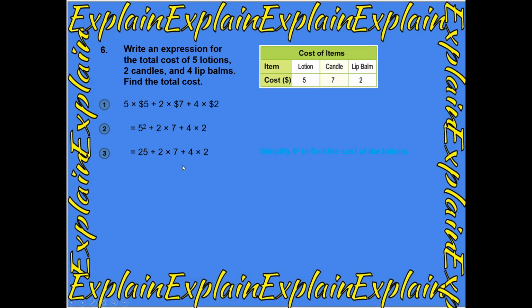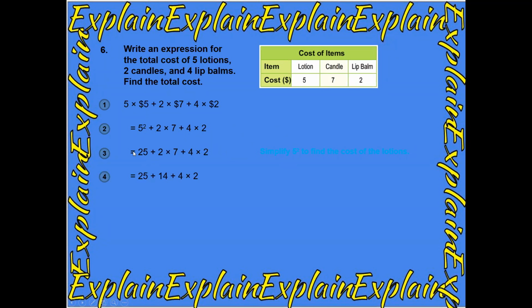Now they're simplifying, also known as solving. So 5 to the second power is 25 plus 2 times 7 plus 4 times 2. So if this was on a test and you wrote 5 times 5 instead of saying 5 to the second power, you would miss it.